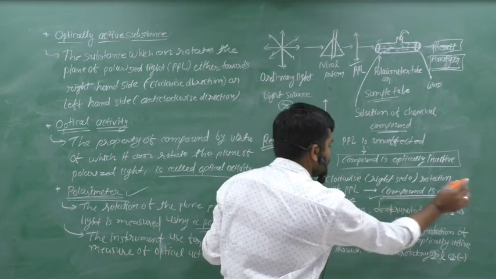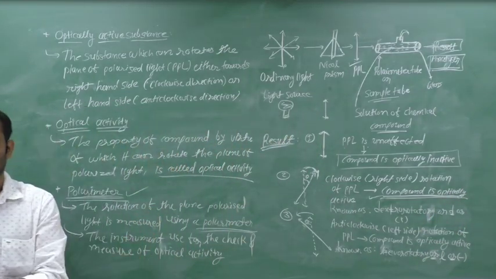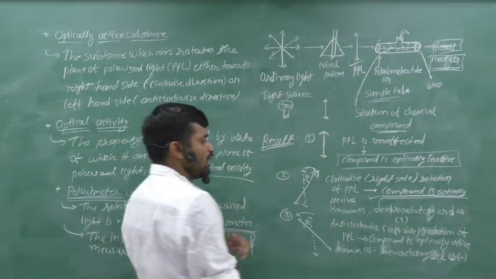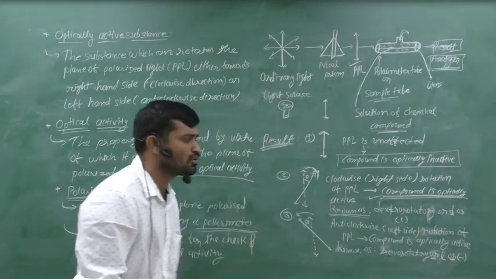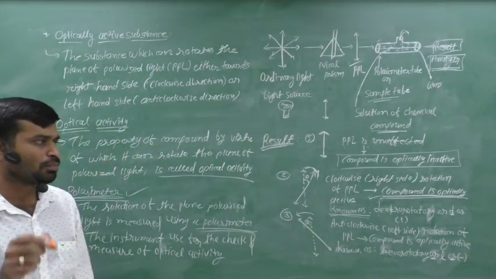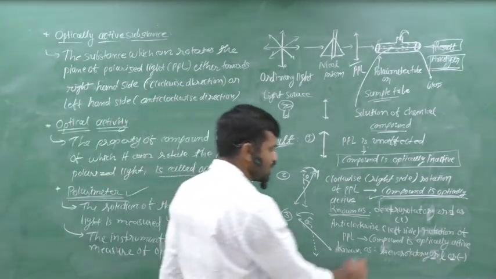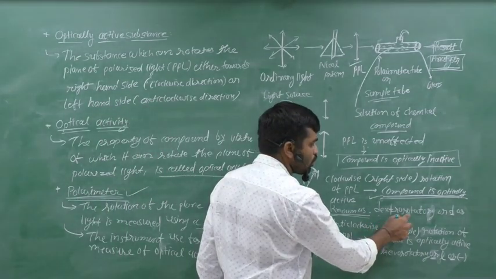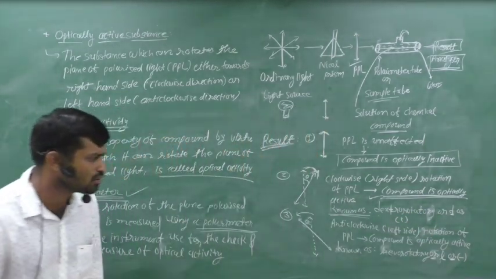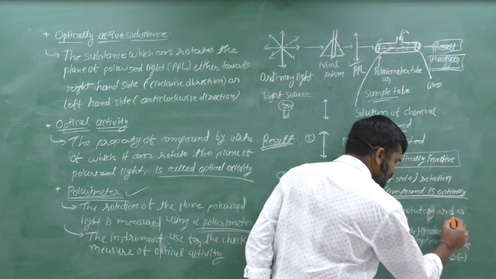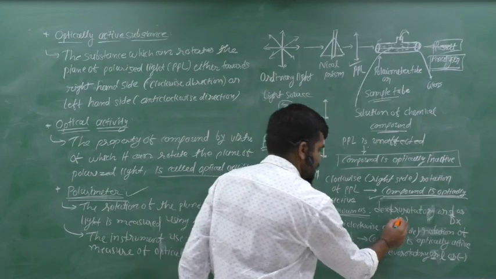It means that it rotates the plane of polarized light. Therefore the compound is optically active. And this type of compound is known as a dextrorotatory compound, or small d, or plus. This type of compound is known as dextrorotatory, D-E-X-T-R-O-R-O-T-A-T-O-R-Y, or small d. Remember, not a capital D. Here we cannot use a capital D. It is a small d or plus.